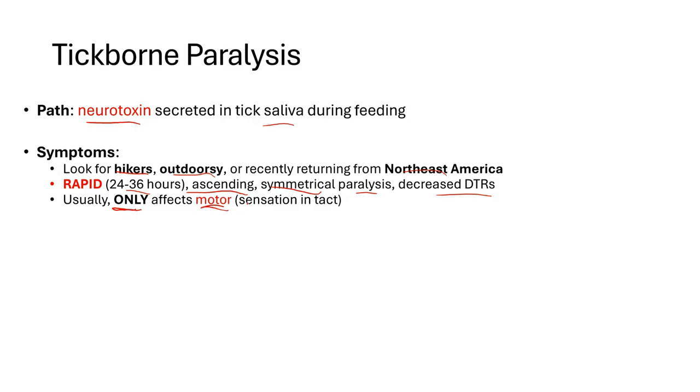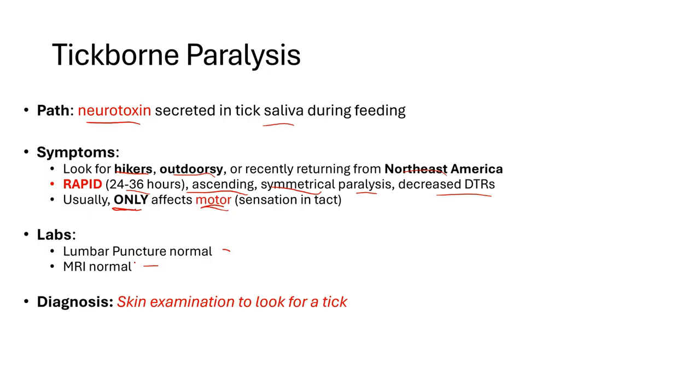Now, the labs are going to be completely normal because this is not an inflammatory or demyelinating issue. Thus, your LP is going to be normal in comparison to GBS, and your MRI, just like GBS, is going to be normal. How do we diagnose this? Well, we should do a skin examination to look for the tick. And once you see the tick, the treatment here is going to be removal and then supportive. There is no indication for antibiotics, IVIG, steroids, plasmapheresis, etc.